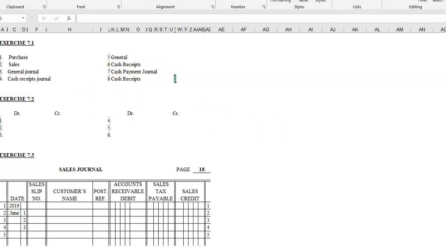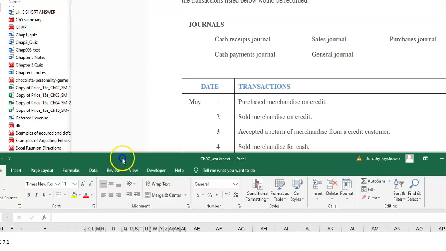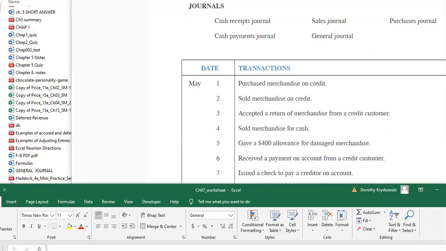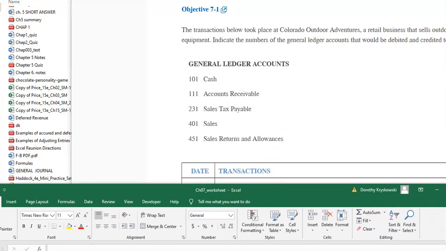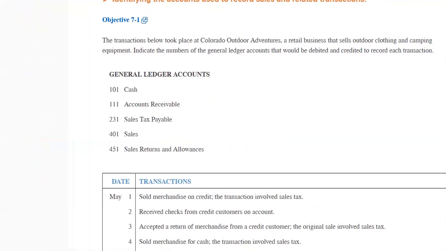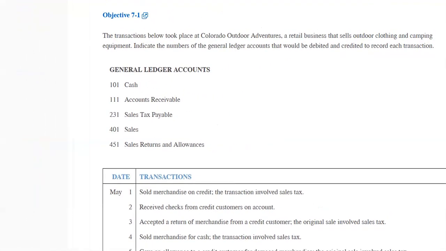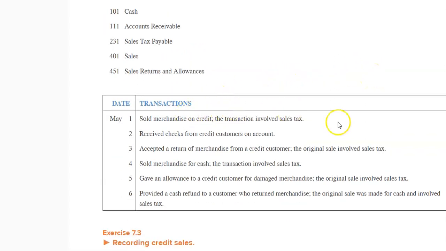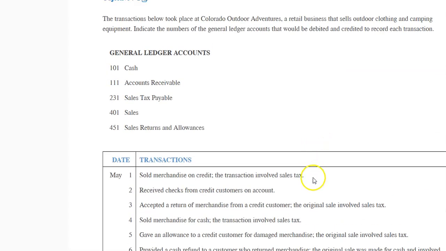Okay, let's look at 7.2. What do we want there? Let's scroll up. It says the transactions took place at a retail business. Okay, there's our accounts. We have to go through each transaction and decide what would be debited and what would be credited. So let's look at the first one.